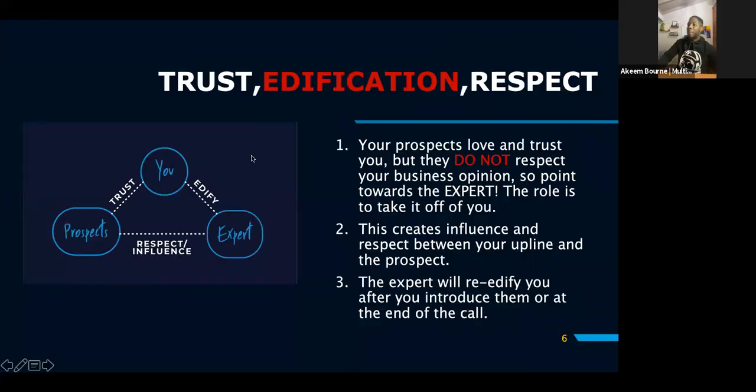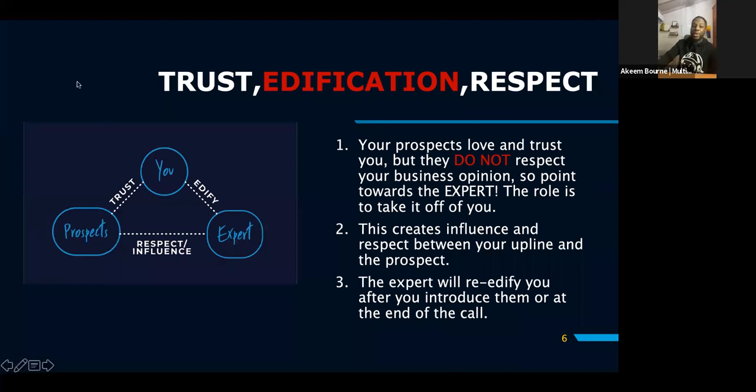See, I have here at the top, trust, edification, and respect. Now, this is critical information, guys. I cannot emphasize this enough. I want you to actually draw this out on your book, because this is how you're going to be able to effectively do the three-way call, right? But look at this first.